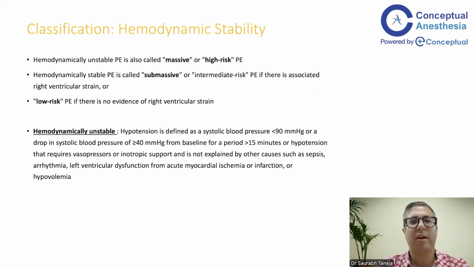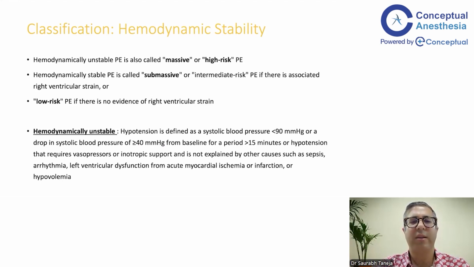But usually what we encounter in critical care is hemodynamic instability. What we used to call a massive pulmonary embolism, or a hemodynamically unstable pulmonary embolism, usually happens in a high risk patient. So this is a medical emergency, and you have to act immediately. Remember, the patient here is hemodynamically unstable. It is also called massive pulmonary embolism.